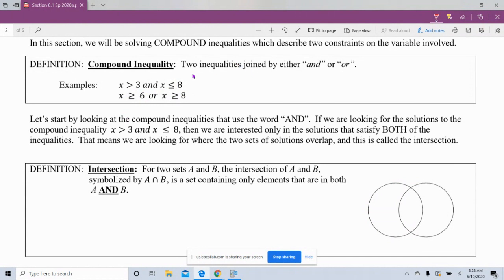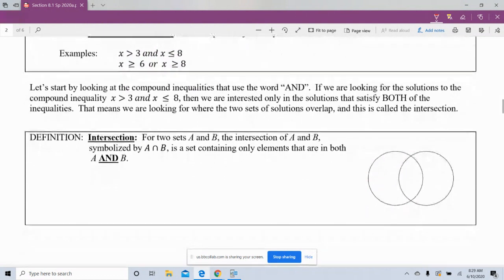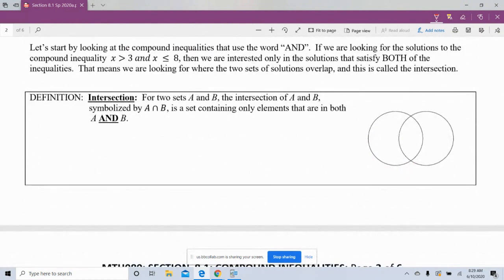Okay? You'll notice that these two different constraints on the variable are joined by either the word and or the word or. And these words have different meanings, both in life and in mathematics. And so I want to address each of them. We're going to start out by addressing the ones that have the word and in between. So when you have the word and in between two simple linear inequalities like this, you are only interested in the solutions that satisfy both of the inequalities.